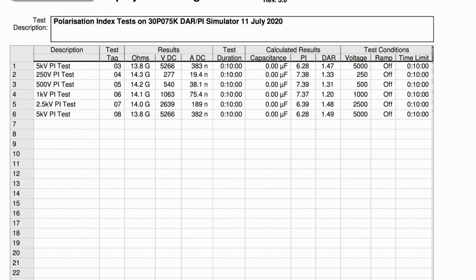So that's what the data looks like coming from the Fluke. You can see it does have both the PI and the DAR calculations in there, which is quite useful. And then these values here for the ohms, voltage and amps are actually at the 10-minute test point. Okay, so I've put those results into a spreadsheet and I'll show you that in the next screenshot.